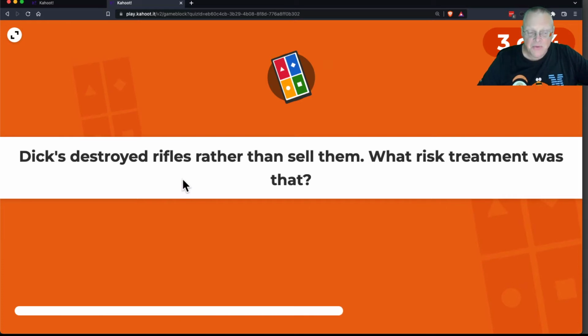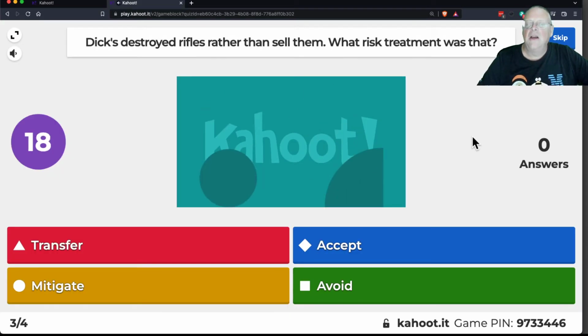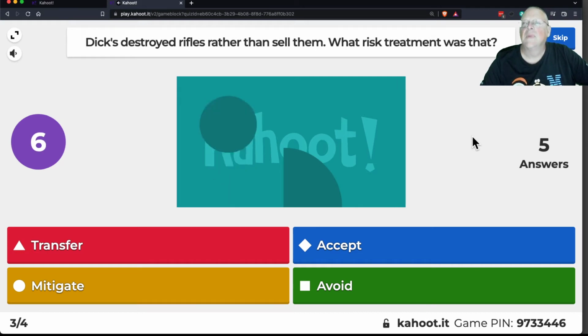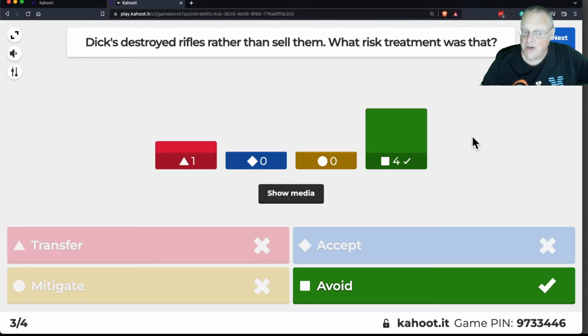All right, Dick's was a sporting goods store, and they decided they didn't want to sell rifles anymore for fear that they would be used for mass shooting or something. They just destroyed the rifles. So what kind of risk treatment is that? I think they did that a couple years ago after a big notorious school shooting. They said, you know, we're just getting out of this business. That's risk avoidance. They say, we're not going to do this business anymore. It's just too risky. All right.